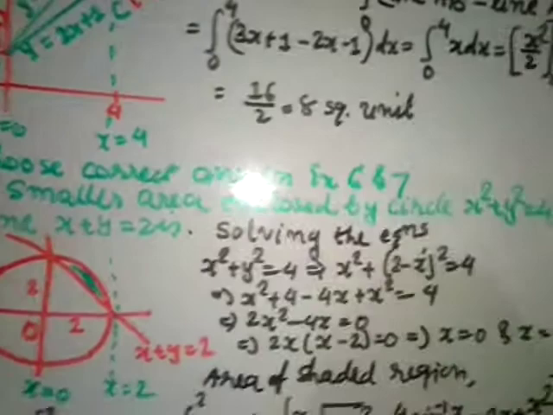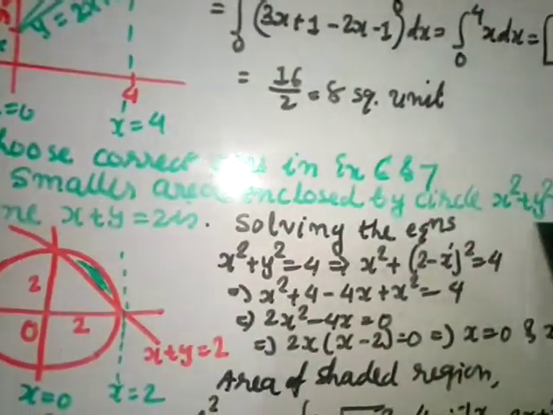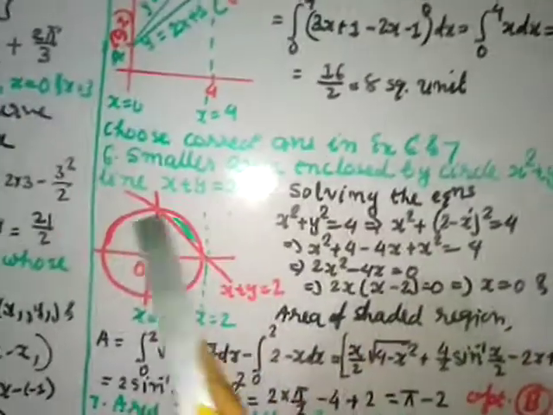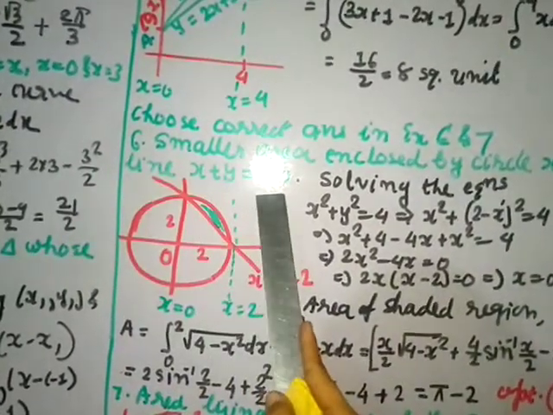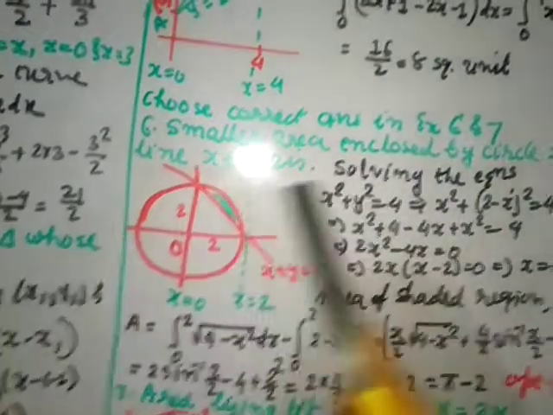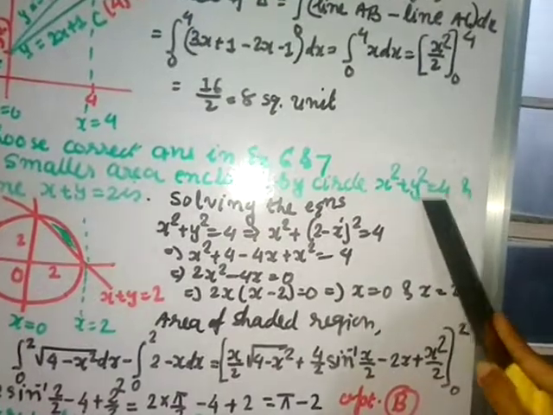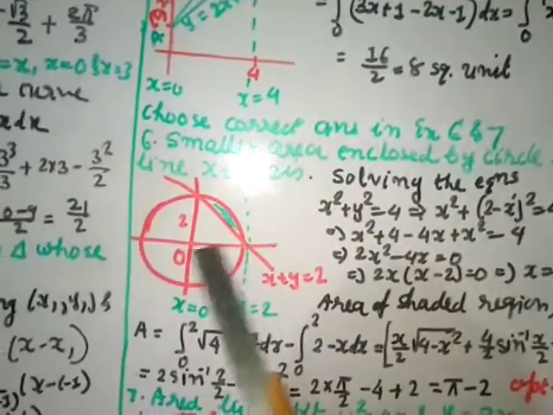Questions 6 and 7 require you to choose the correct option. Question 6: the smaller area enclosed by the circle x square plus y square equal to 4 and the line x plus y equal to 2. So this is the circle. Its radius will be 2 because it is 4. x square plus y square is equal to 4, so radius is 2 and center is 0, 0, the origin, so this is 2, this is 2.